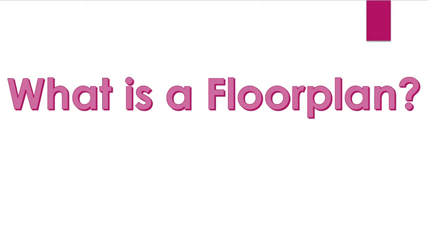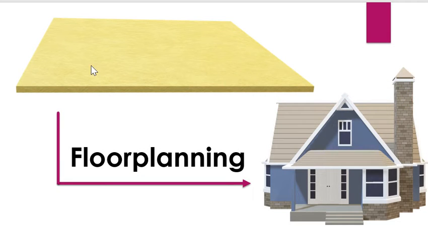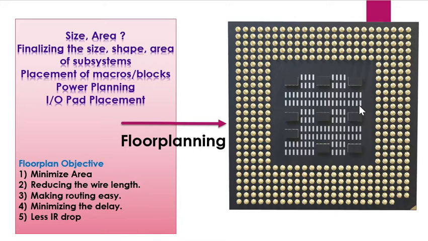So what is floor plan? As the name suggests, floor plan is just planning the floor. When we buy a land, we plan the floor of that land, right? We plan where our drawing room is going to be, where our living room will be, how much space we need for balcony. If we plan the floor of that land, we'll end up in a well planned house. Similarly, if you plan the floor of a silicon die well, you'll end up with a good chip, a chip with a minimal area.